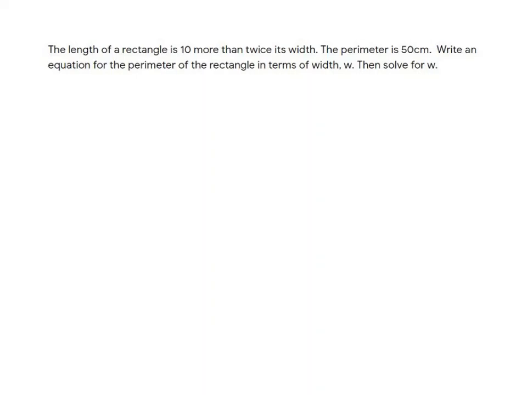Next up, a harder geometry word problem. So just a little bit more geometry here. Why not? The length of a rectangle is 10 more than twice its width. The perimeter is 50 centimeters. Write an equation for the perimeter of the rectangle in terms of width W, and then solve for W.